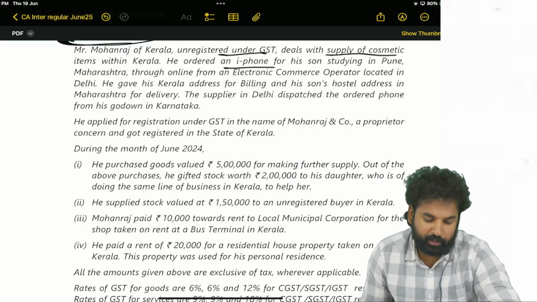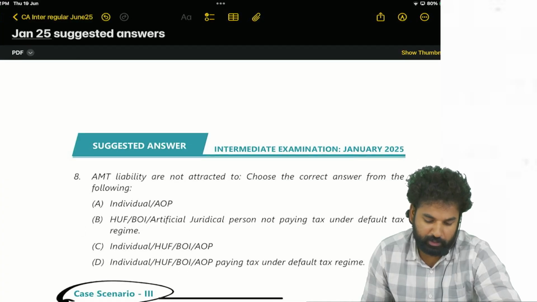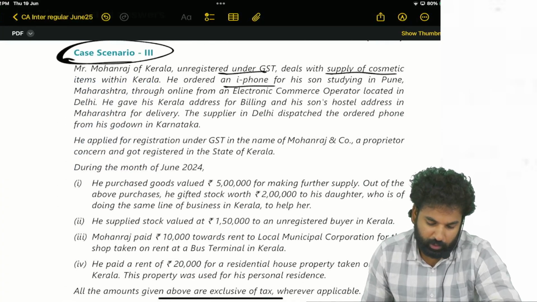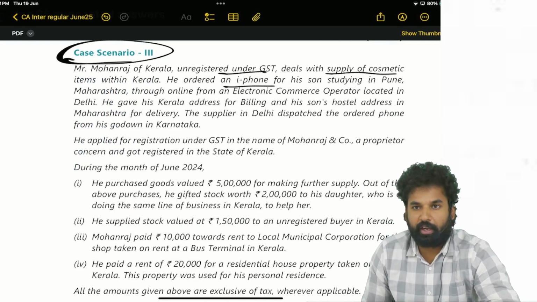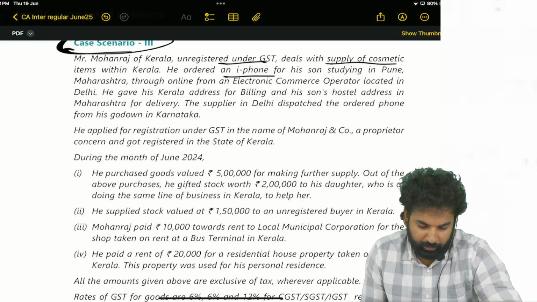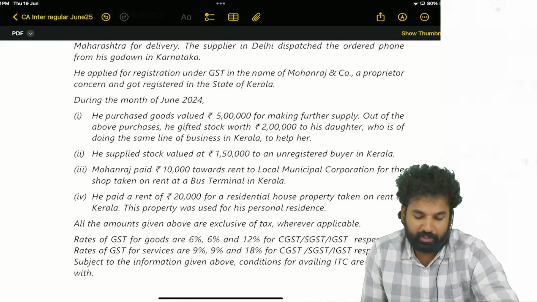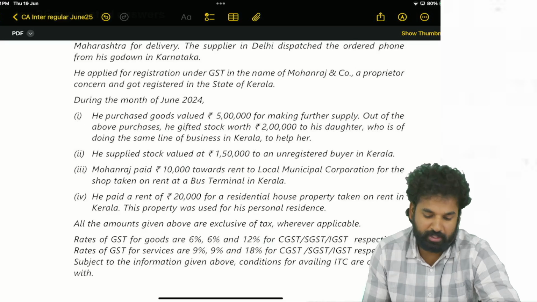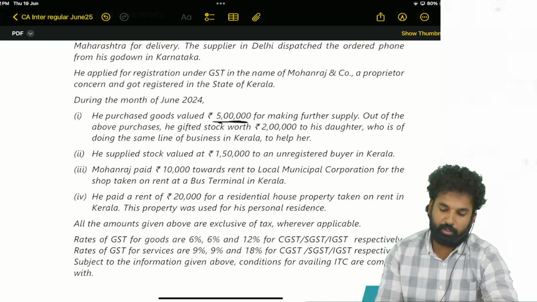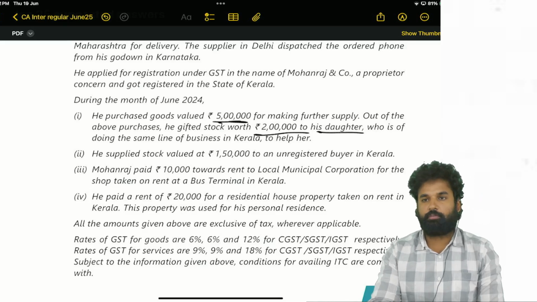He applied for registration under GST in the name of Mohan Raj and Co., a proprietary concern, and got registered in the state of Kerala. During the month of June 24, he purchased goods of value 5 lakhs for making further supply. That means this is inward supply of 5 lakhs. Out of the above purchases, he gifted stock worth 2 lakhs to his daughter.